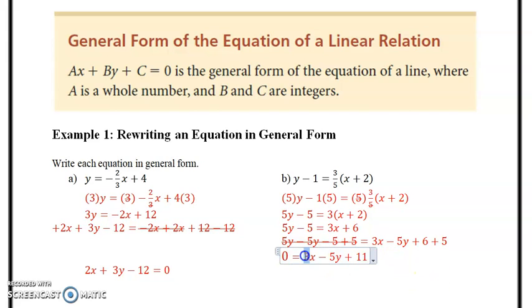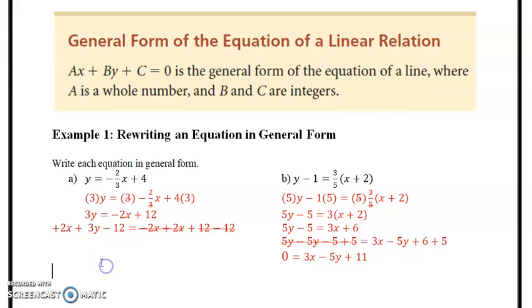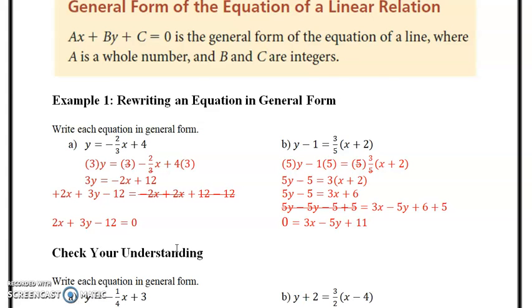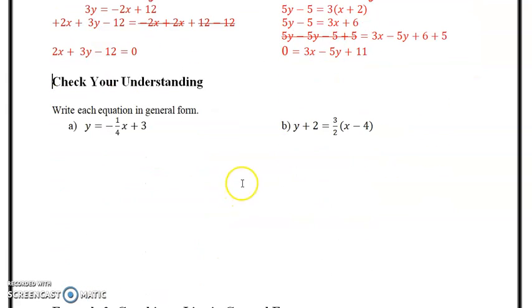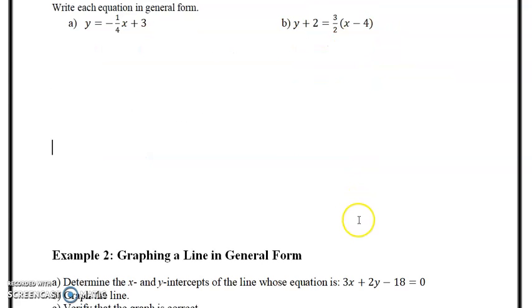Remember, this coefficient in front of the x must be positive. It can be 0. And if that's the case, obviously the x term would be eliminated. Okay. And there we are. And that is changing to the general form. So just check your understanding that goes along with that. Write each equation in general form. So you can work on that now.